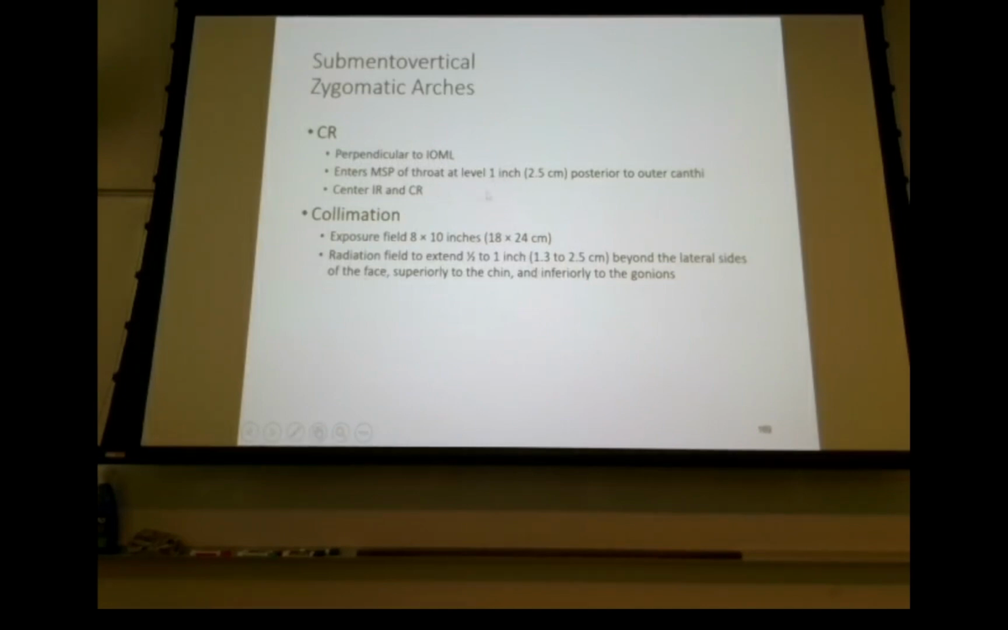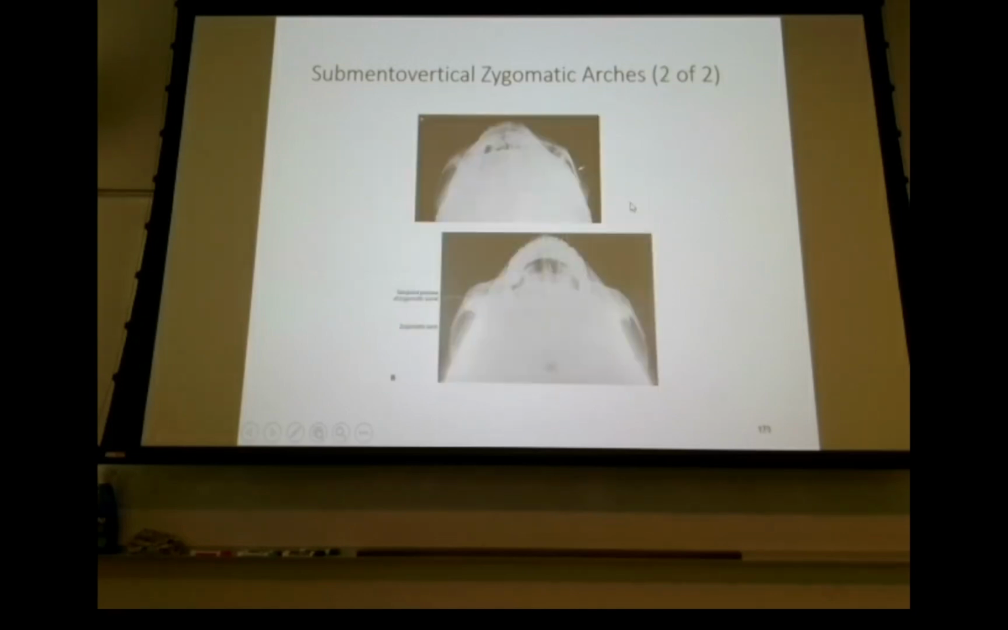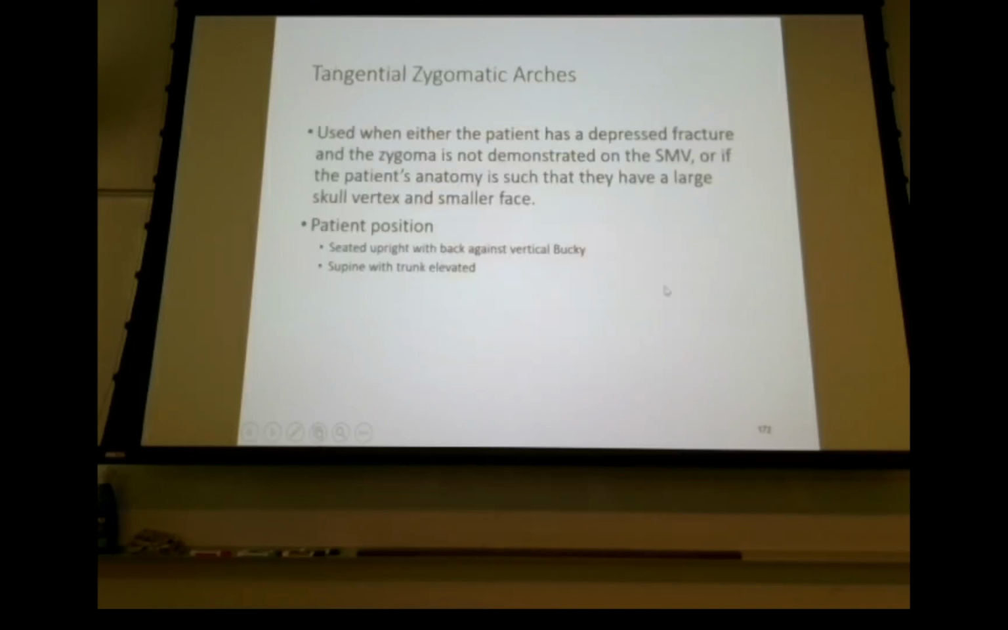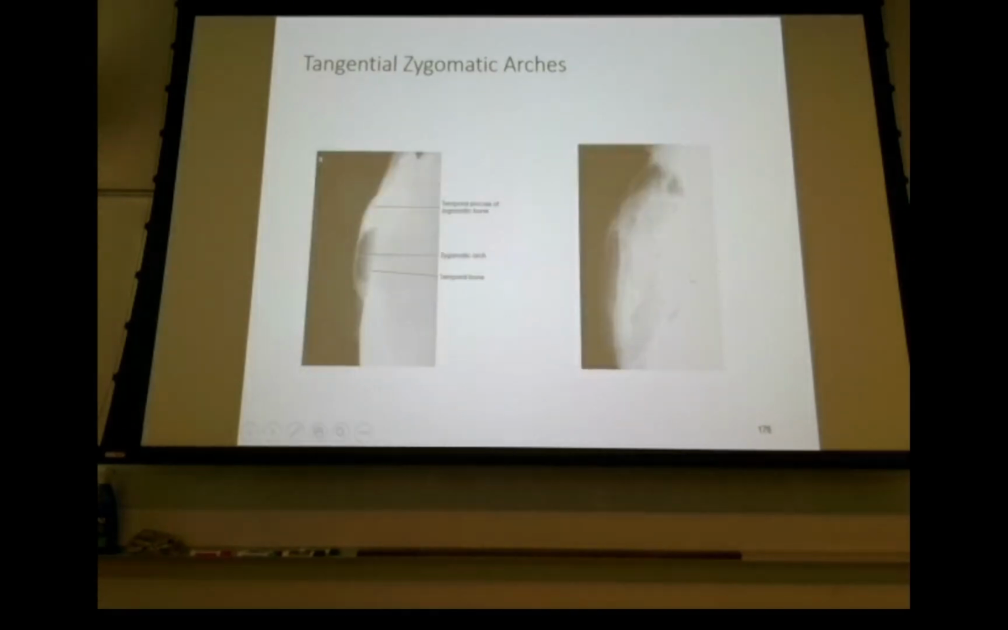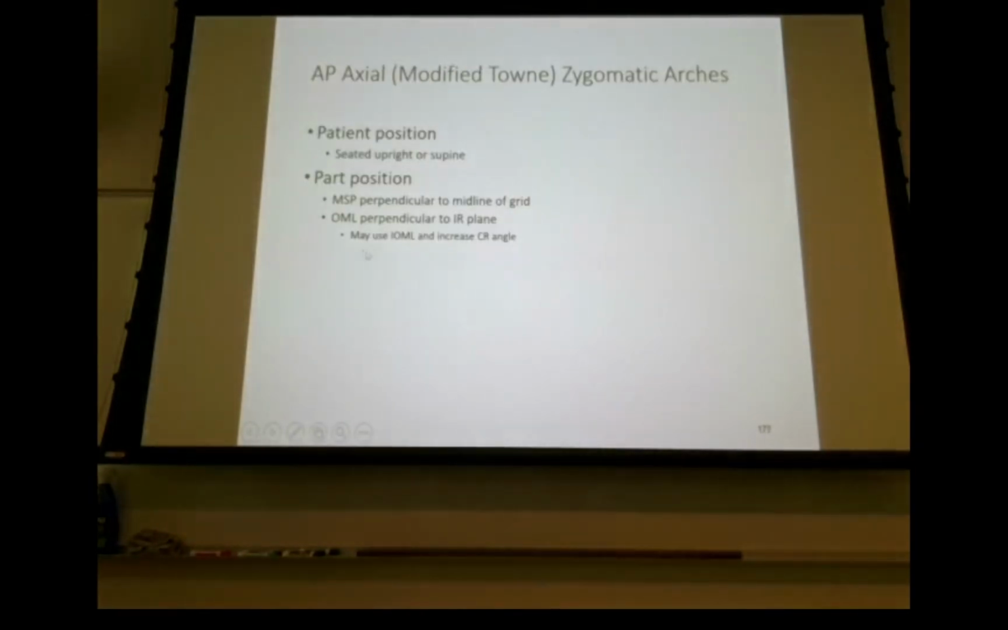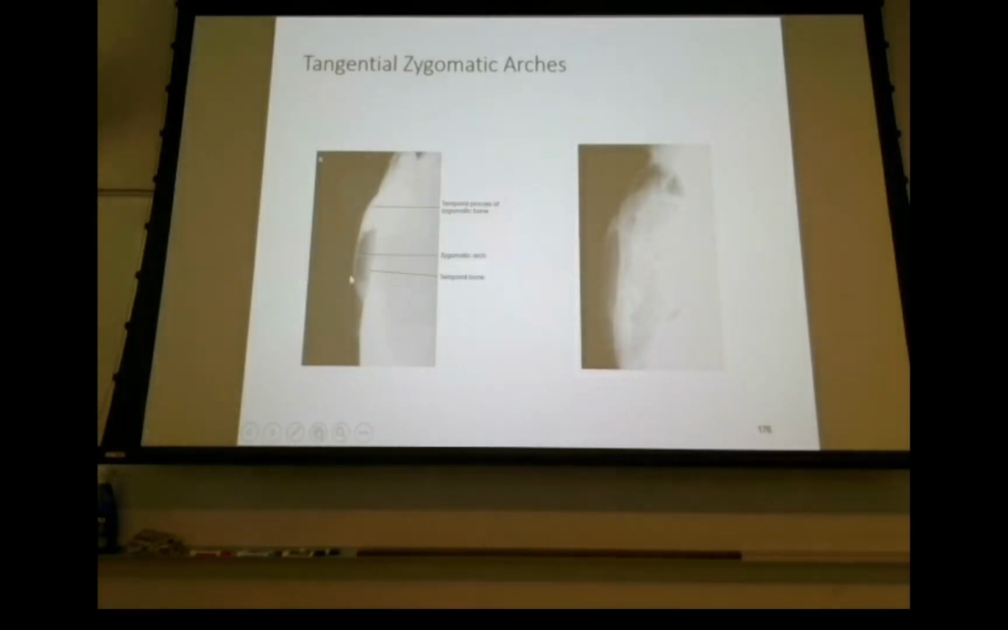Column 8, central ray enters the mid-sagittal plane of the throat, about 1 inch posterior to the outer canthus. Don't need to get them all. Zygomatic arches, depressed fracture here. Again, you can shoot this tabletop with about a foot technique, hand technique maybe. Doesn't take a whole lot. Tangential should look like that. And on your tangential, you're just looking for one, so you can collimate down to almost nothing.